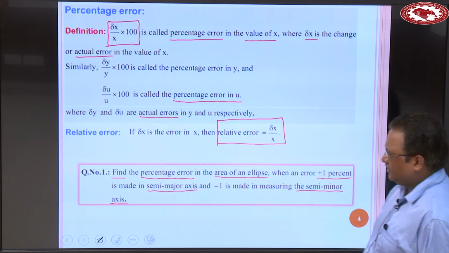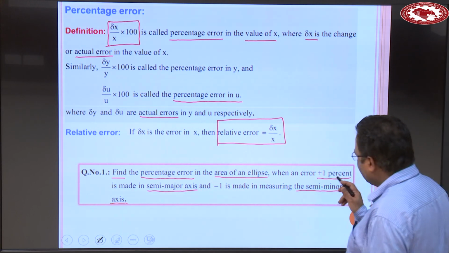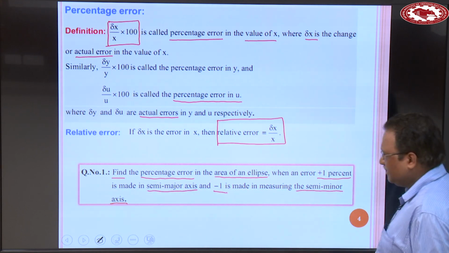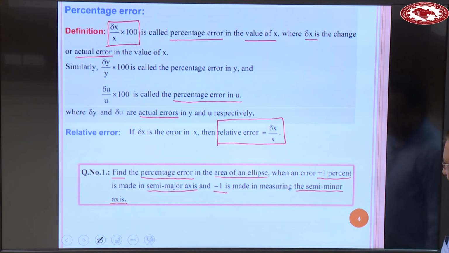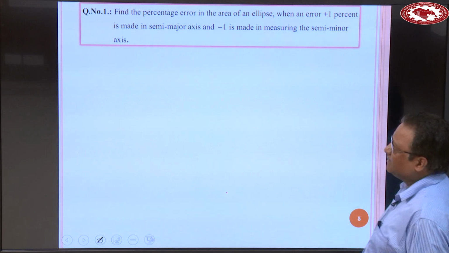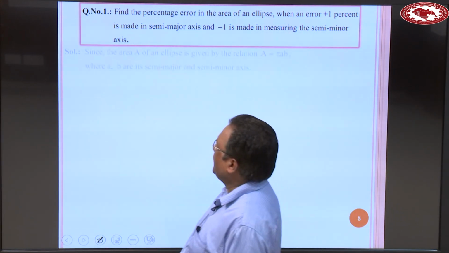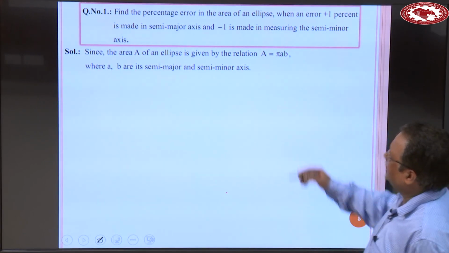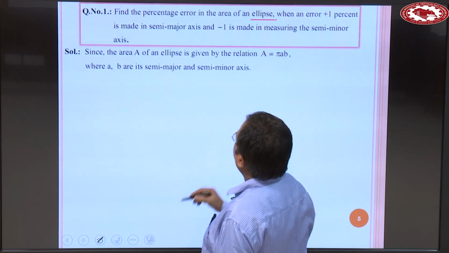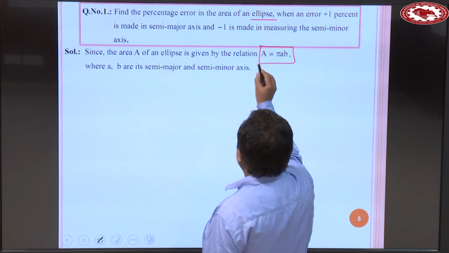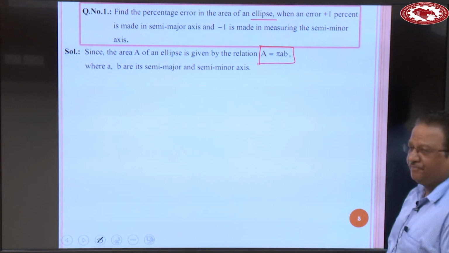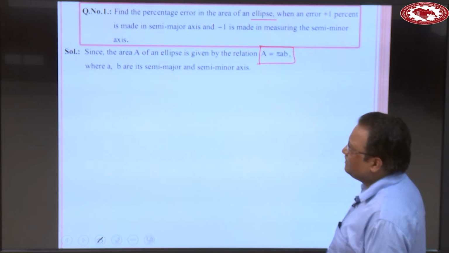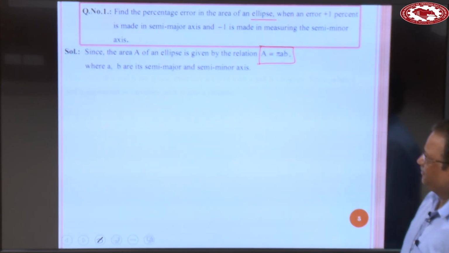Okay. Where an error of plus 1% is made in the semi-major axis and minus 1% is made in measuring the semi-minor axis. So, this one is the statement of this problem. Okay. Now, since the area A of an ellipse is given by, we know this formula, A is equal to pi AB, where A and B are its semi-major and semi-minor axes.